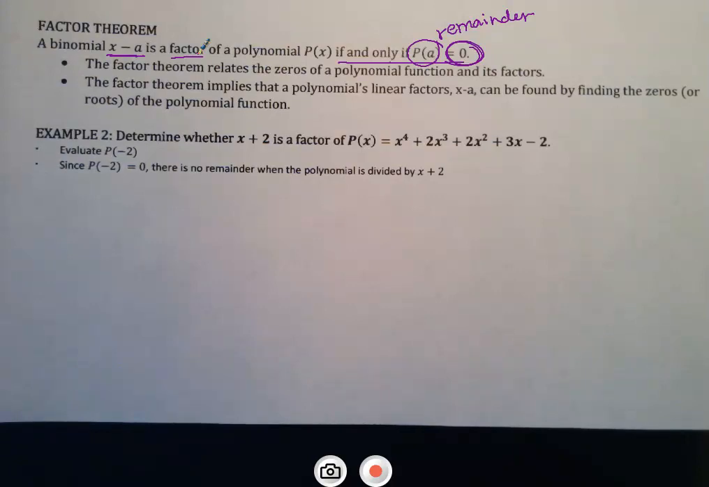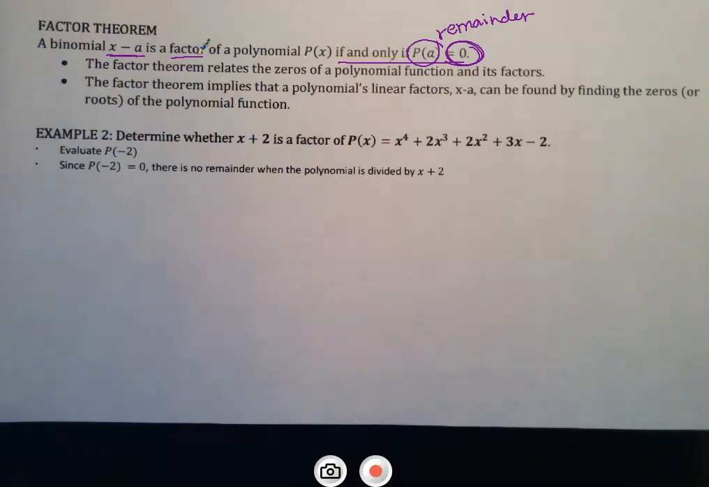Okay, so the factor theorem relates the zeros of a polynomial function and its factors. The factor theorem implies that a polynomial's linear factors, x minus a, can be found by finding the zeros or the roots of the polynomial function. Zeros and roots are synonyms. Okay. So, example 2, determine whether x plus 2 is a factor of p of x equals x to the fourth plus 2x cubed plus 2x squared plus 3x minus 2.